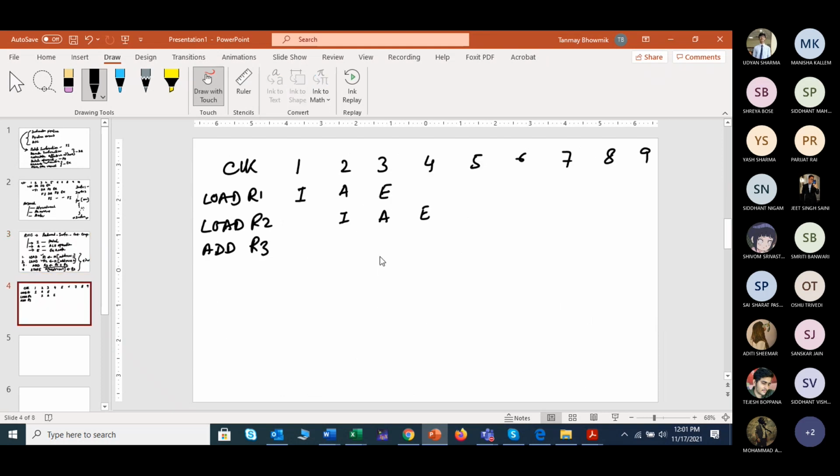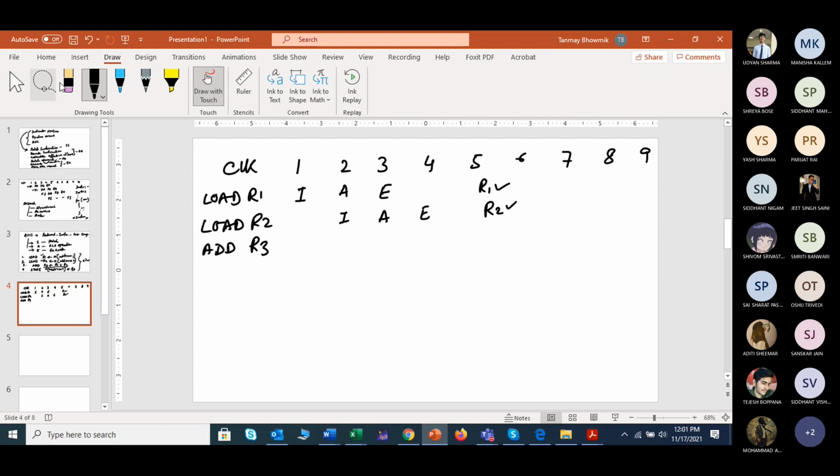Now check IAE. So that means after the third clock pulse, you can claim that R1 is ready, right? Now load R2. So that means after the fourth clock pulse, you can claim that R2 is ready.